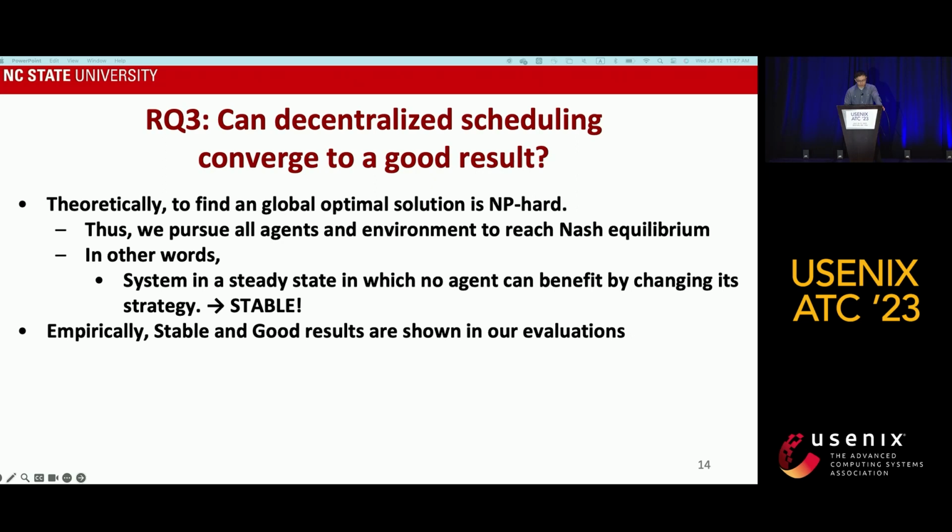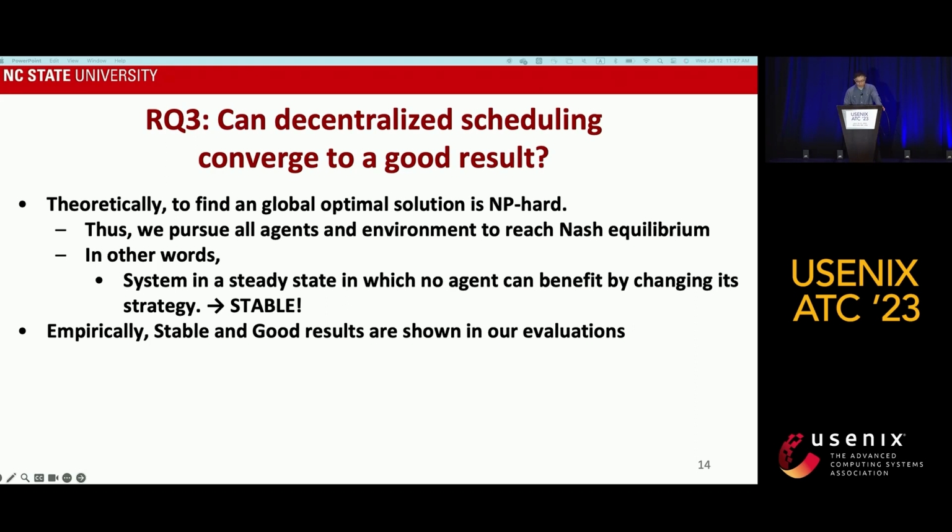Here comes the third research question: can decentralized scheduling converge to a good result? On an open mobile system, apps come and go, and the workload on the system may vary. So without knowledge of other co-running apps, can decentralized scheduling converge to a good resource allocation?